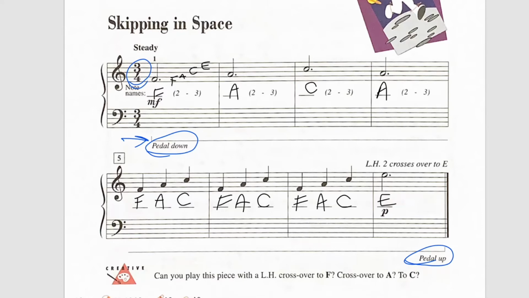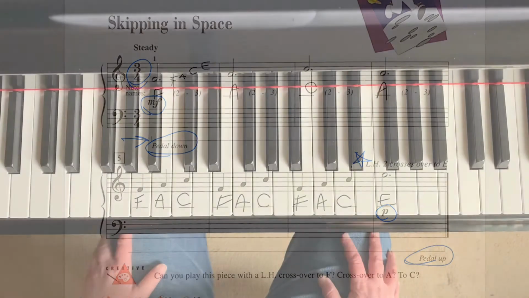Finally, let's circle our dynamics. This piece is mostly mezzo forte. We see that sign at the beginning of it, but the very last note says that it is piano. This last note also says above the music that it is played by the left hand second finger, which crosses over the right hand. So at the very end of this piece, while you've been holding the pedal down the whole time, you are going to play this quiet E with your left hand, and it's actually that note that makes the song. Let's move to the piano.